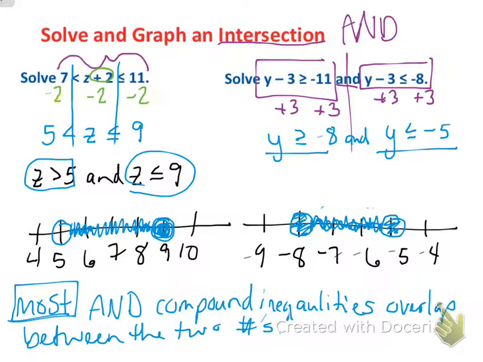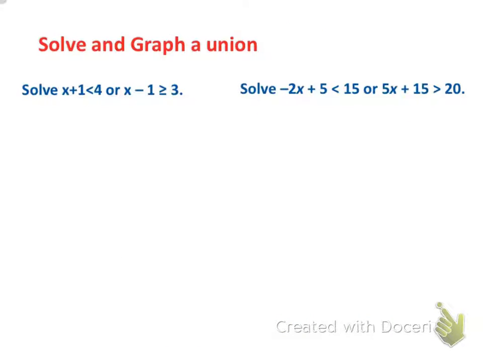All right, let's look at some ors. The ors we actually call a union. That's an or compound inequality. So with the or compound inequalities, they're always going to be written separate. They'll never squeeze together like the ands. So you simply solve both of them separately and then graph them.